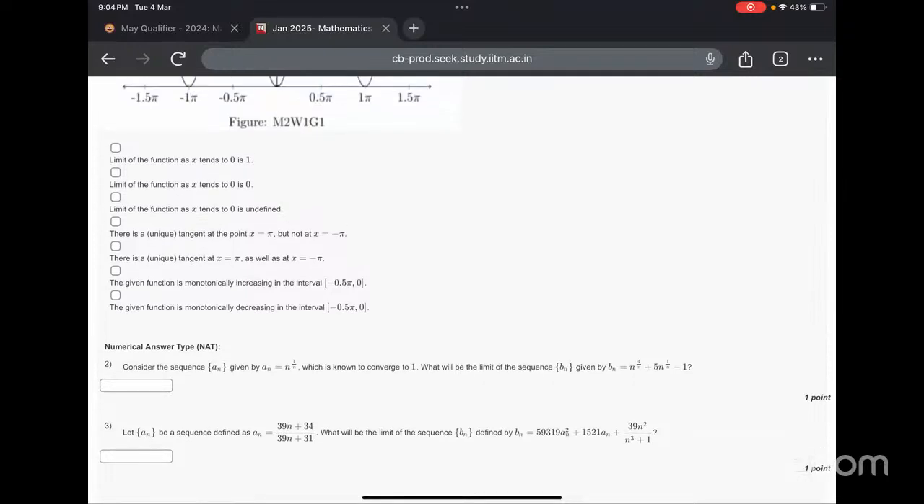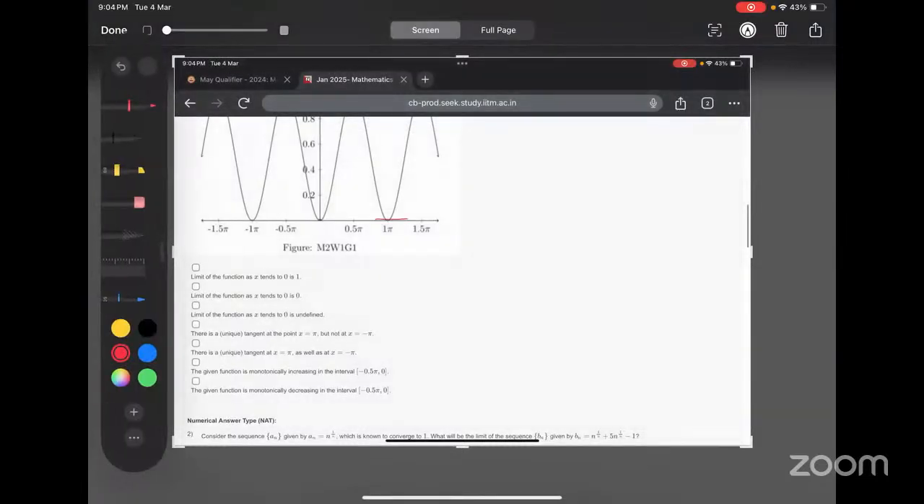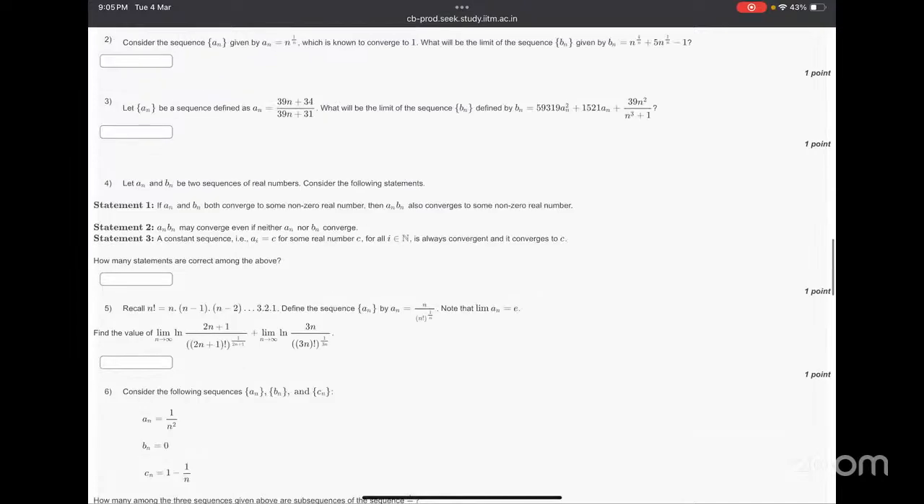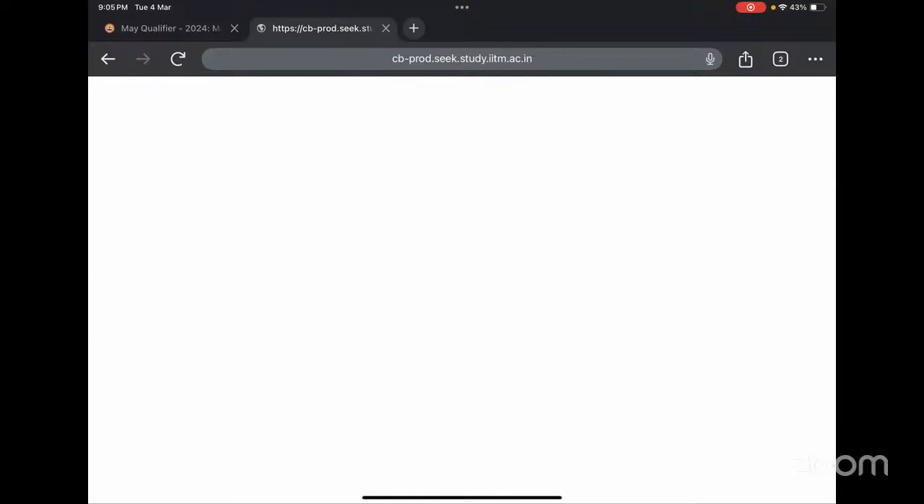Madam, at x equals pi we have a unique tangent, which is this line, and also at x equals minus pi we have a unique tangent. So at both pi and minus pi we have a unique tangent. The fifth option should be correct and the sixth is incorrect. But here in the portal, they have given there is a unique tangent at x equal to pi but not at x equal to minus pi. So that is a wrong answer. Okay, then maybe the answer is wrong there.